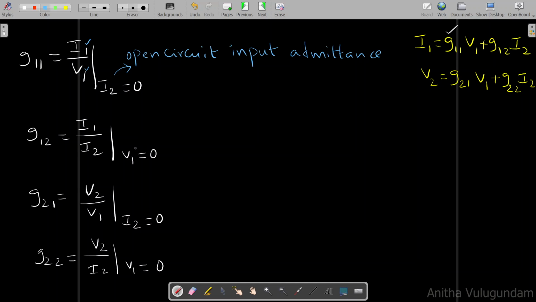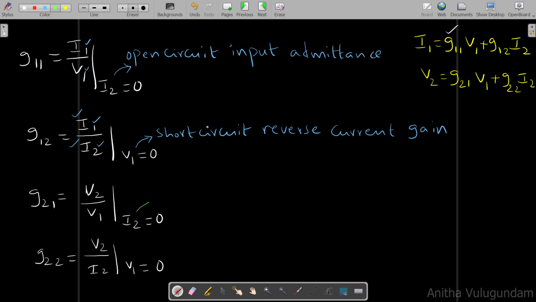Next, G12. Here the condition is V1 equal to 0. That means short circuit, and here the ratio is input to output variable. So this is reverse, and here both are currents, current to current ratio. So we can write it as current gain. G12 is defined as short circuit reverse current gain.